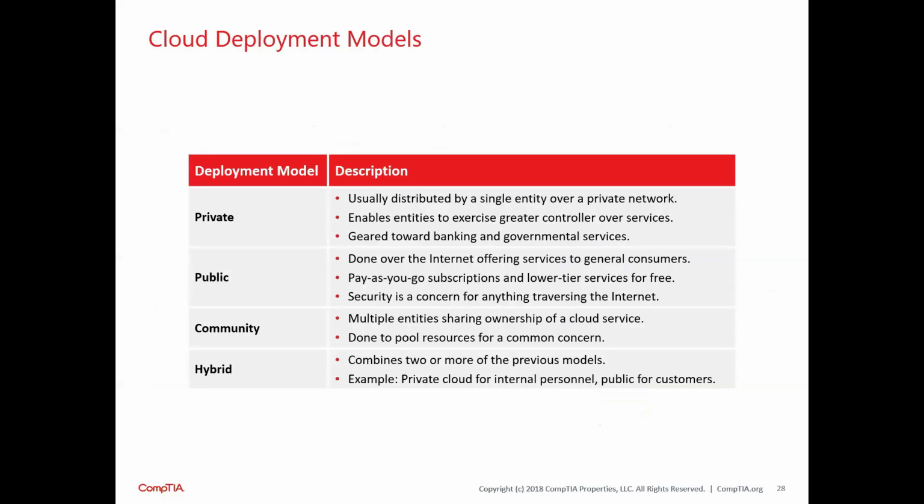And we have deployment models. Private means one single entity only. Public means that you're sharing with other customers. Community means sharing, but specific to a specific community. And you can also use hybrid, which is a mixture of private and public cloud for the customers. That would be the cloud deployment models.